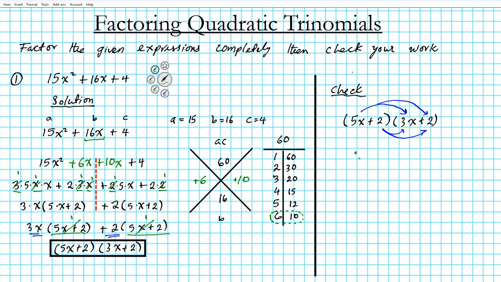5x times 3x is 15x squared. 5 times 2 is 10, plus 10x. 2 times 3x is 6x, plus 6x. 2 times 2 is 4. All right, so we just combine like terms, which are the linear terms here. I'll combine those. We get our final answer, 15x squared plus 16x plus 4. Now, does that match the original problem? It certainly does, so we know that our answer is in fact correct.